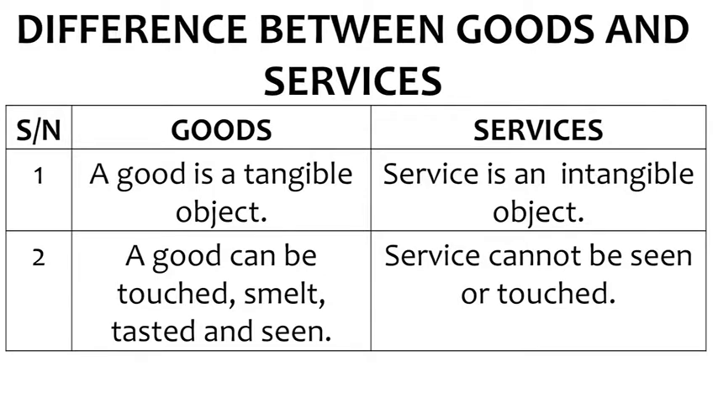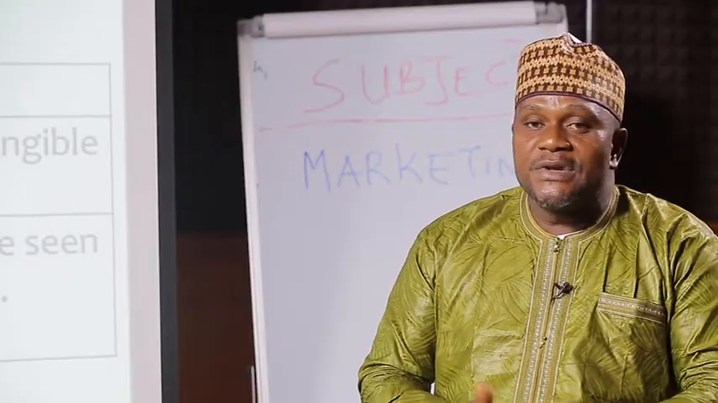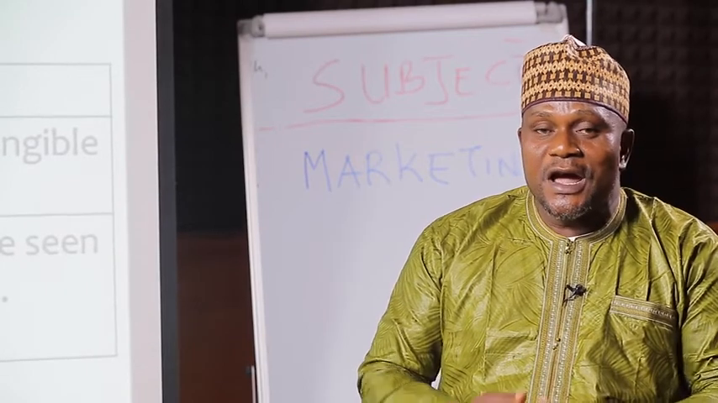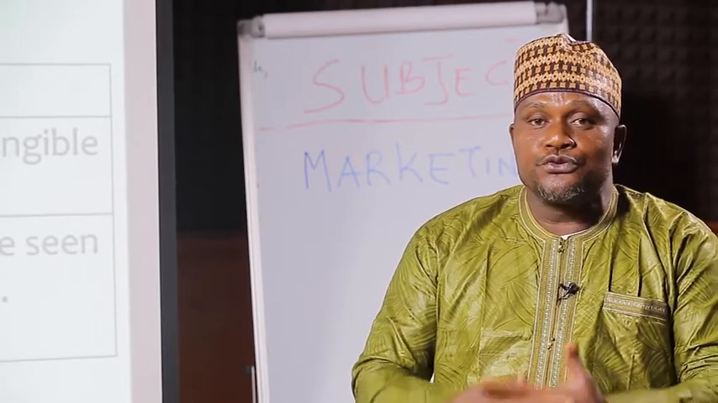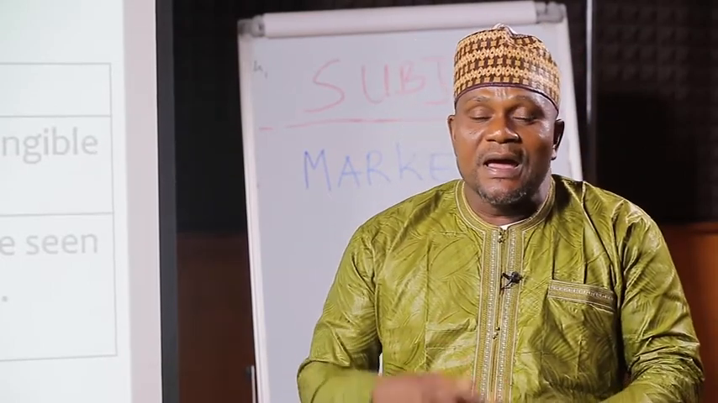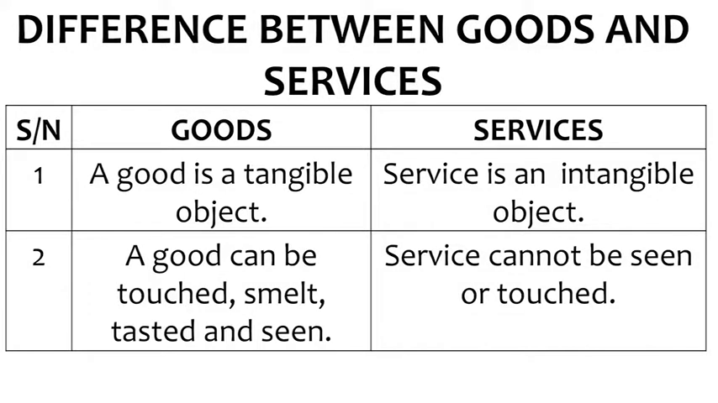Differences between goods and services. Number 1, good is a tangible object. Service is an intangible object. Tangible here simply means you can feel, carry, see, and move it from one place to another. While service is intangible, you only feel and smell it. Number 2, a good can be touched, smelled, tasted, and seen, while services cannot be seen or touched.